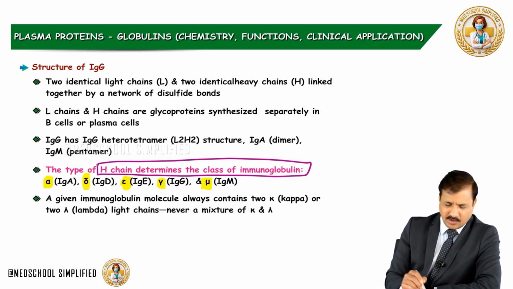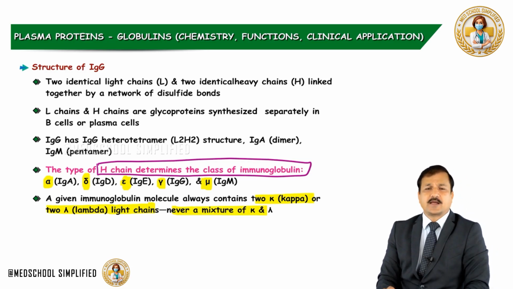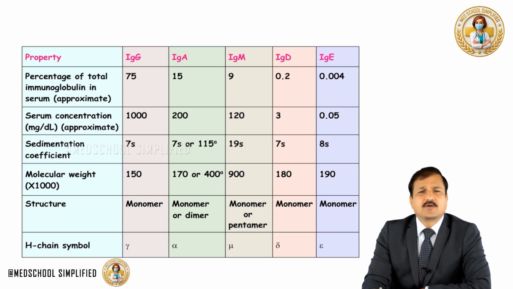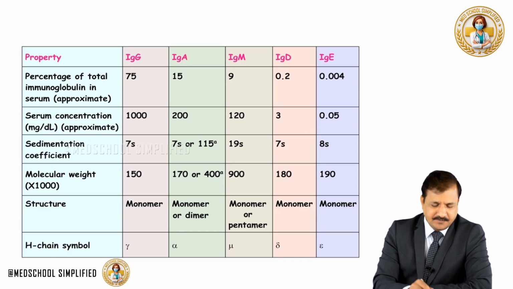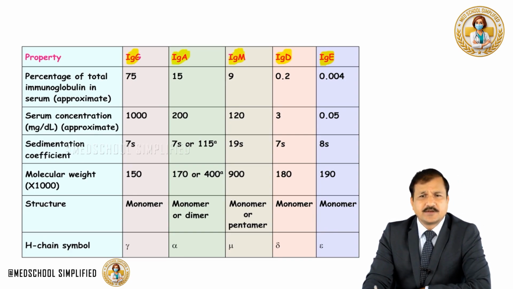Now, a given immunoglobulin molecule always contains either 2 kappa or 2 lambda light chains, and there is never a mixture of kappa and lambda. Now, let's understand the different properties, functions and characteristics of each type of immunoglobulin with the help of this table here. So, we have IgG, IgA, IgM, IgD and IgE, all 5 types of immunoglobulin.